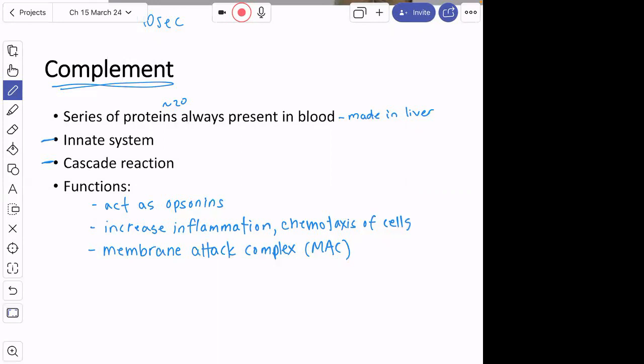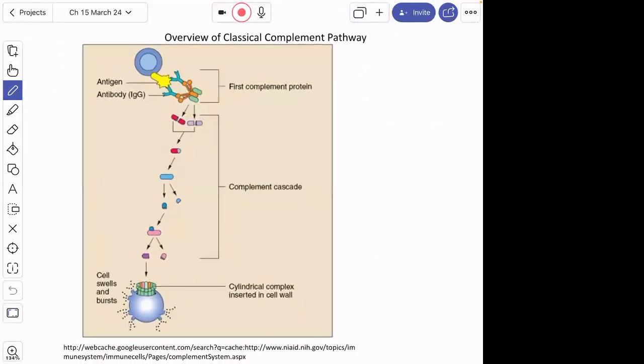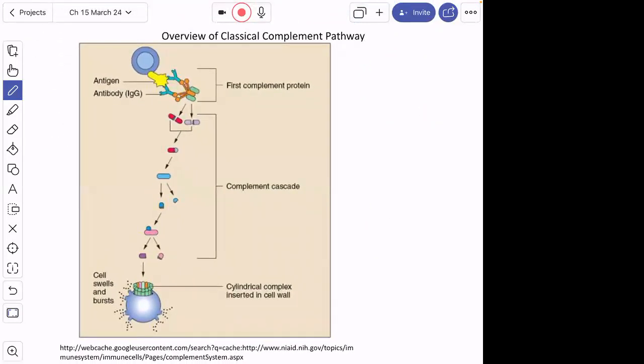Here's a figure that's not in your book. It's just a little overview. We're going to talk lastly about how this cascade gets activated. There are three different ways that these proteins can be called into action. No matter which way it gets activated, we have the same result. It's not like if it's activated this way, this happens, and if it's activated that way, something different happens.